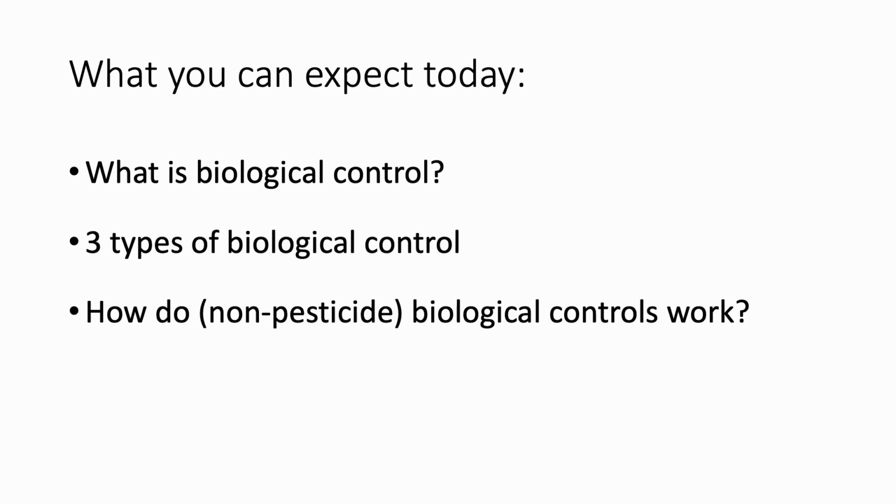Today we will cover three main topics. First, we will answer the question, what is biological control? This section will define terms associated with biological control and explain how it is connected to the larger integrated pest management picture. Next, we will talk about three types of biological control. Finally, we will talk about how biological controls that are not pesticides work.